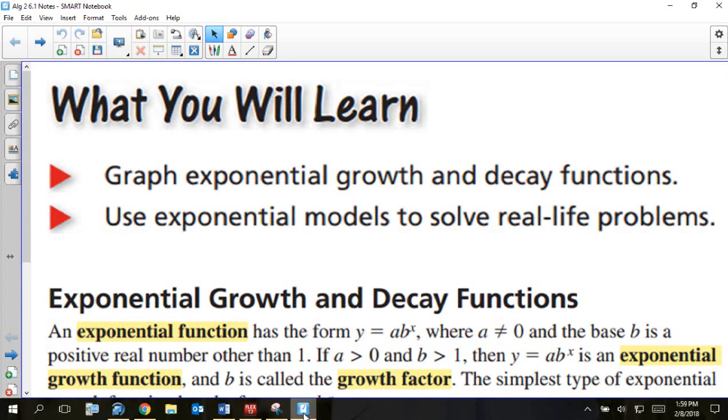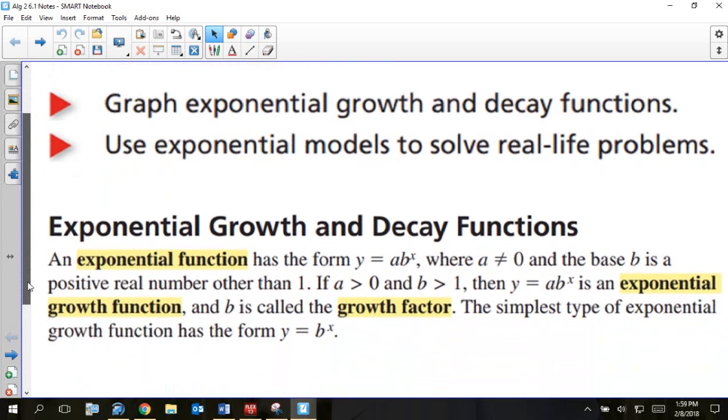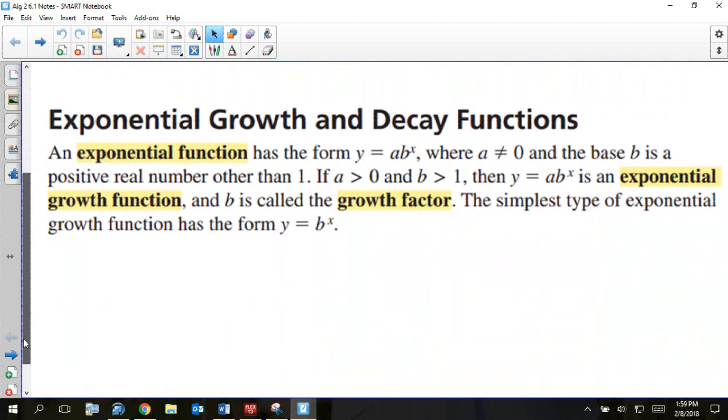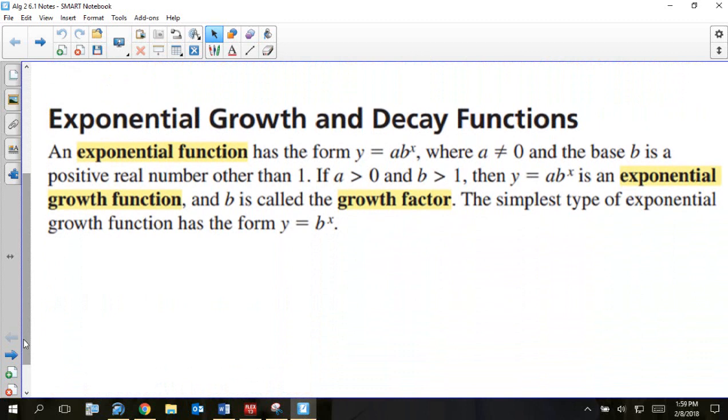Today we are doing real life application of exponential models. We're doing word problems. There are two models that we've been talking about, and those are the growth and the decay.